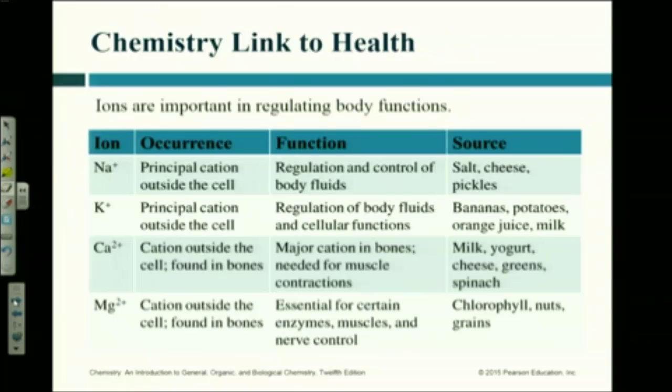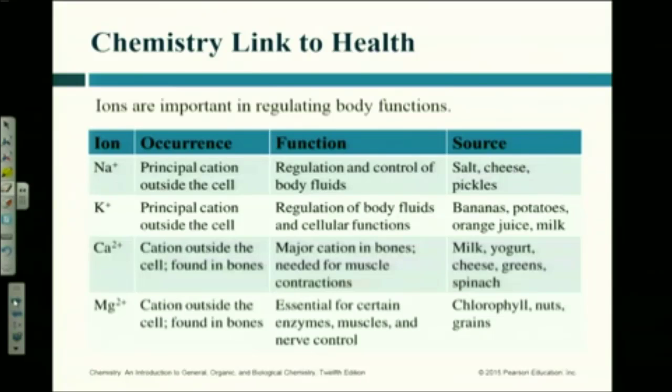Potassium, also needed. Most people would say you get potassium in bananas. If you're ever low in potassium, you eat a banana. How do you know you're low in potassium? What's a real good sign you're low? You have cramps. Why? Because potassium helps regulate your body fluids and your cellular functions. And when you get low on potassium, it also helps regulate nerve impulses and muscle contraction. Okay? Those nerve impulses going to your muscles, right?